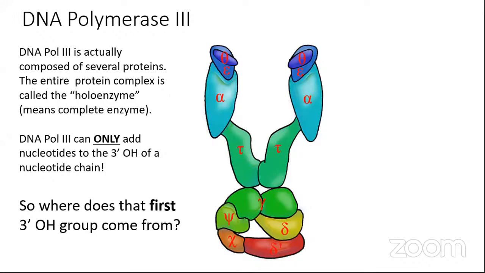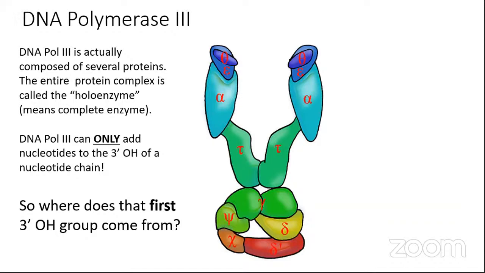The next is you need DNA polymerase 3 for extension of the DNA strand. So DNA polymerase 3 consists of several other proteins. So the entire protein complex is termed the holoenzyme. So it has alpha, epsilon, theta, eta, gamma, psi, everything. But the main property of this DNA polymerase 3 is that it can only add nucleotides to the free 3' end, the 3' OH end, of the nucleotide chain.